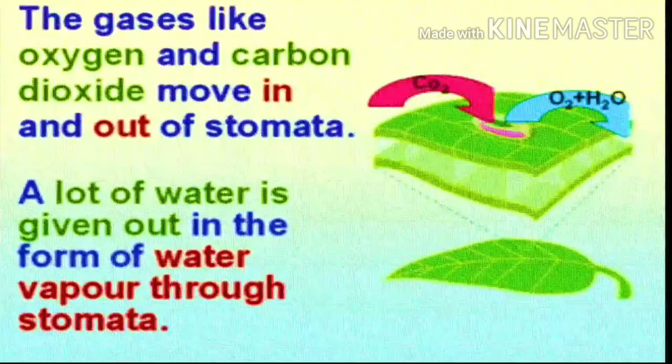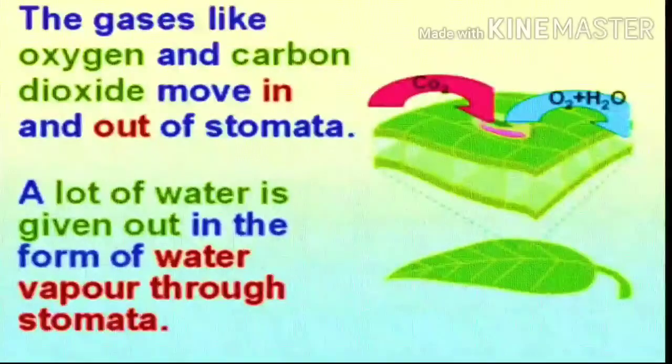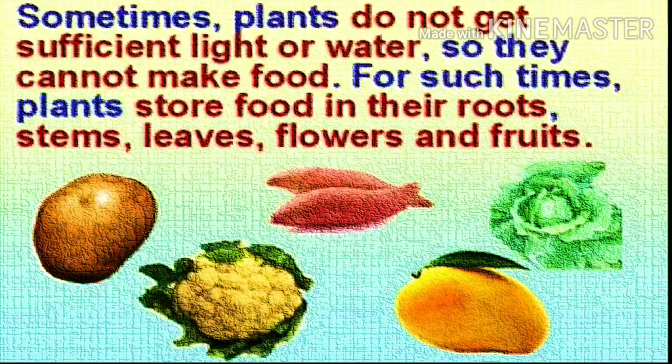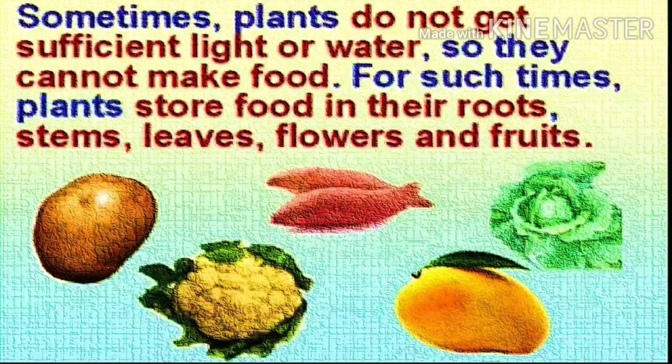The gases like oxygen and carbon dioxide move in and out of stomata. A lot of water is given out in the form of water vapor through stomata. Sometimes plants do not get sufficient light or water, so they cannot make food. For such times, plants store food in their roots, stems, leaves, flowers, and fruits.